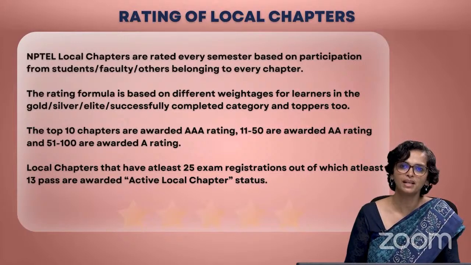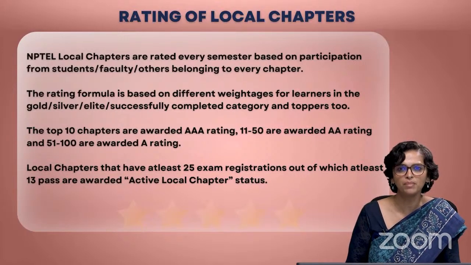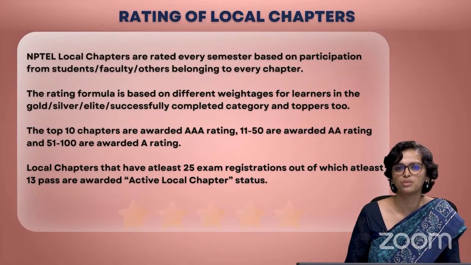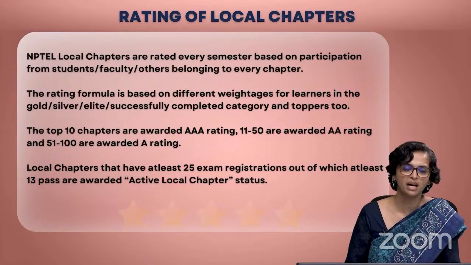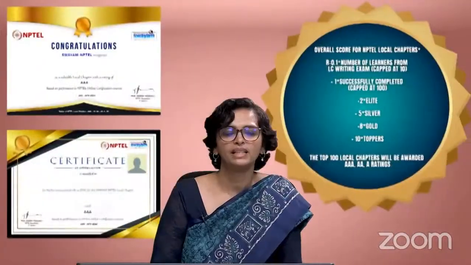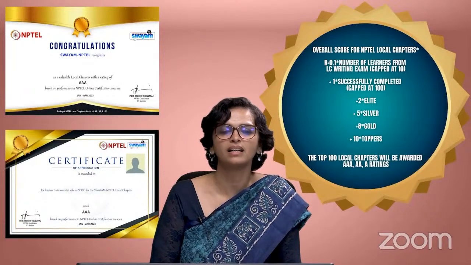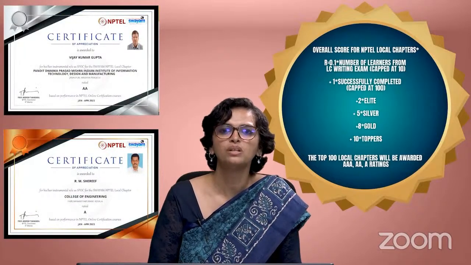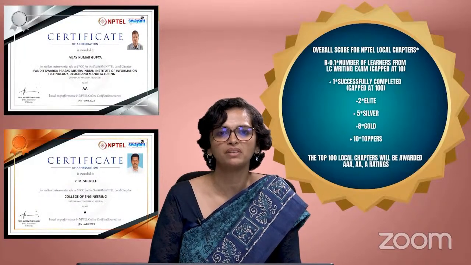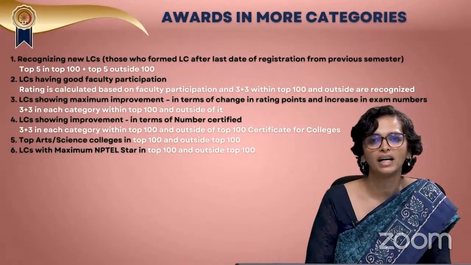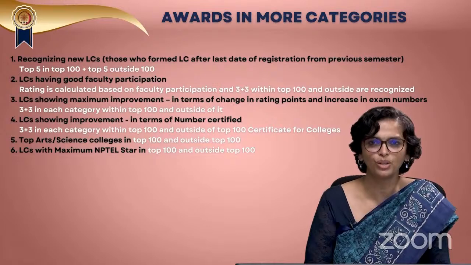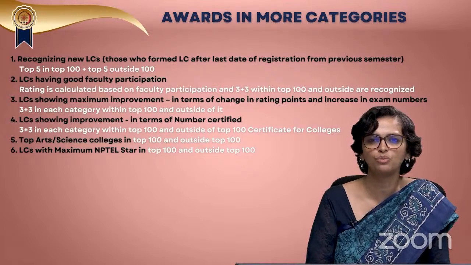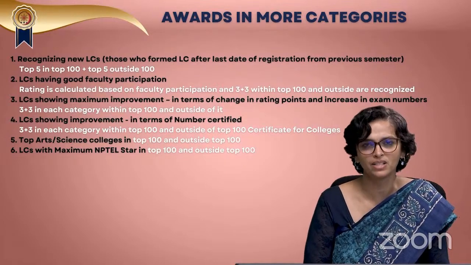Apart from it, we also recognize local chapters that have at least some registration with us, which is 25, out of which 13 should have at least appeared and passed for courses, and we call them an active local chapter for that particular semester. So these are the kind of certificates and plaques that are awarded to the local chapter which gets the rating, and there is a formula, like I was telling you, which gives different weightages for the types of certificates that are there. We announce these lists publicly and put it out on our website, and we also felicitate the SPOCs of these local chapters which do very well during the zonal meetings that we have.